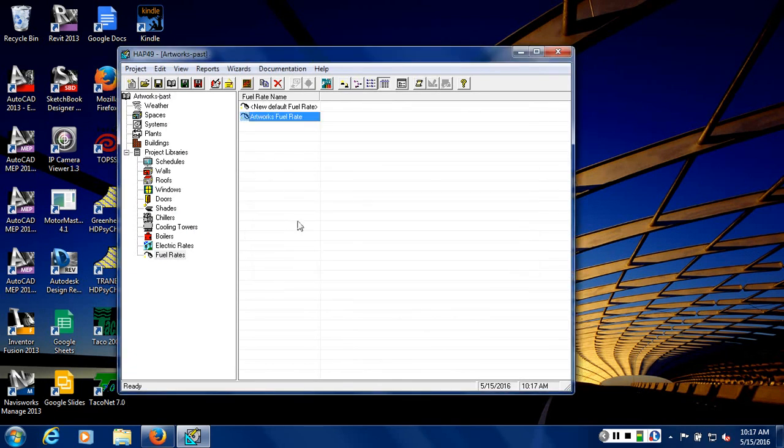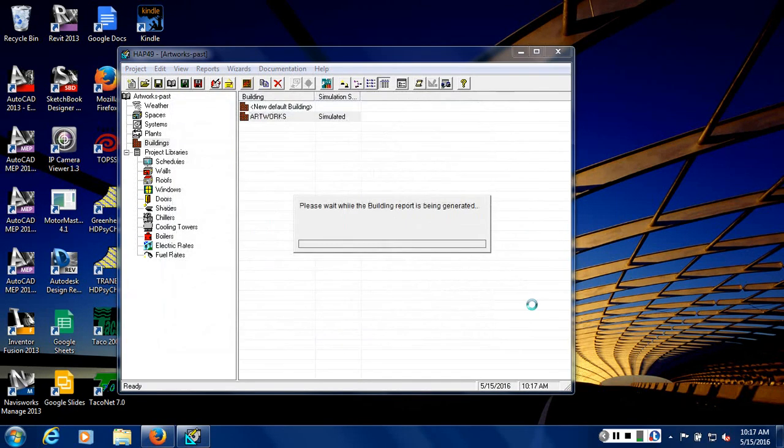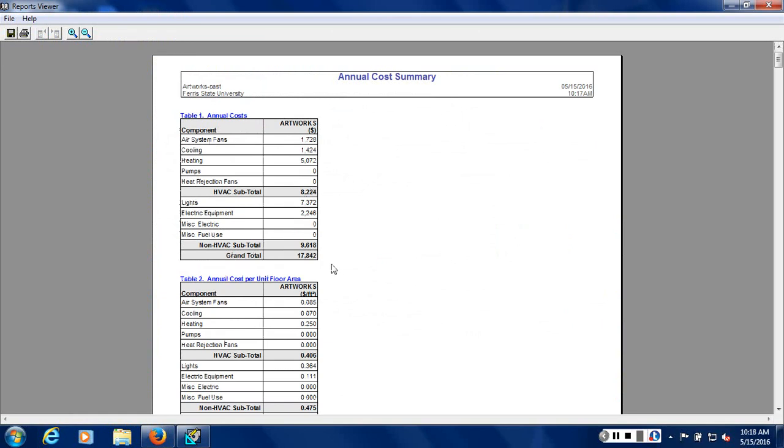Now in this one, I know that I have fuel rates put in. So if I go back to the building, I hit reports, hit simulation. Again, I'm looking for component cost and energy cost. Hit preview.